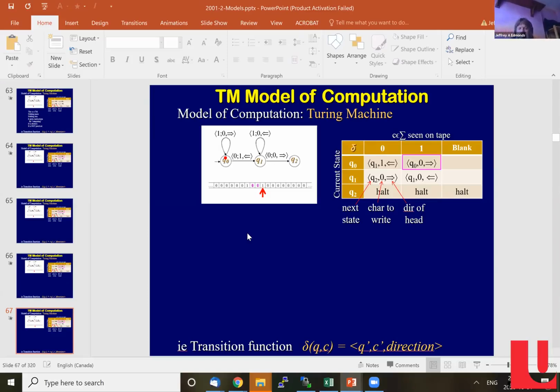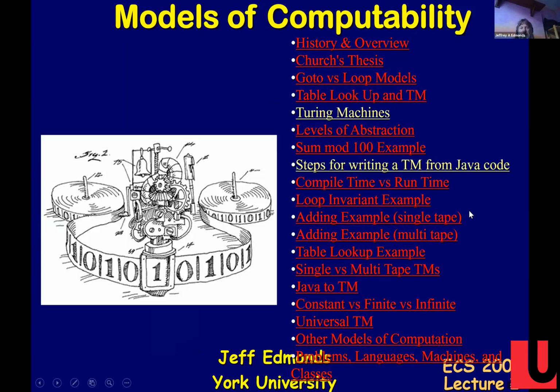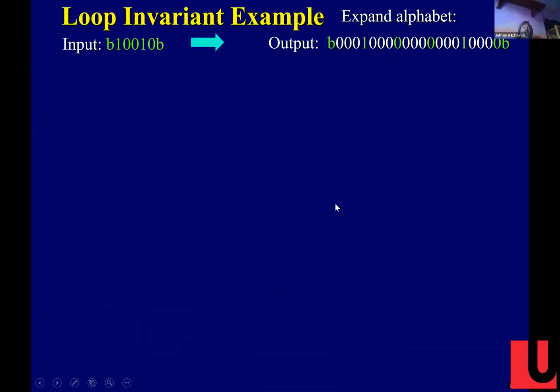So let's hit this button and this button. Nope, that's the wrong button. This button and this button. There we go. And now, which example were we going to do? We were going to do this loop invariant example.